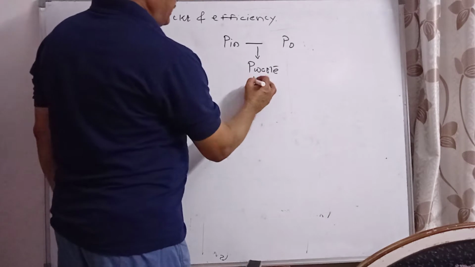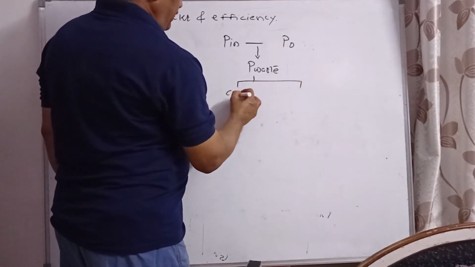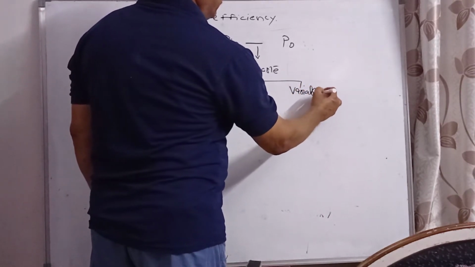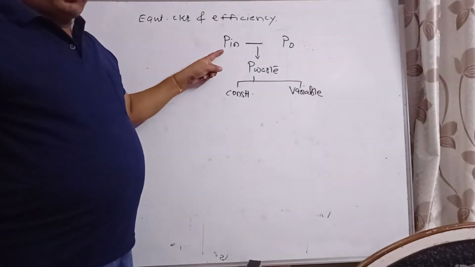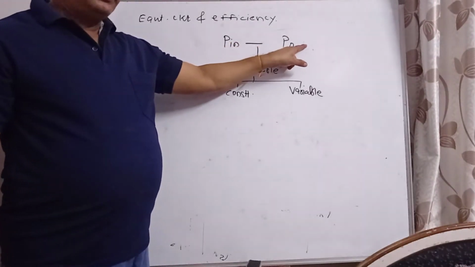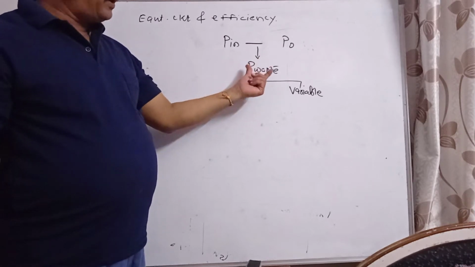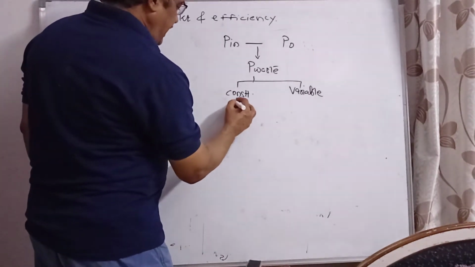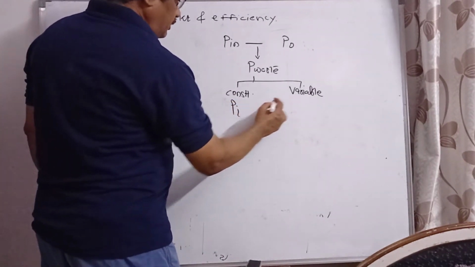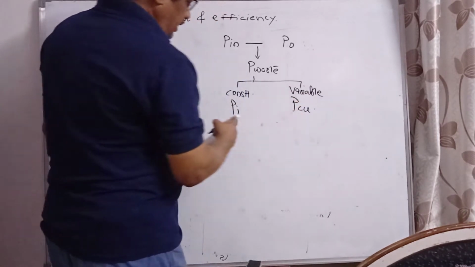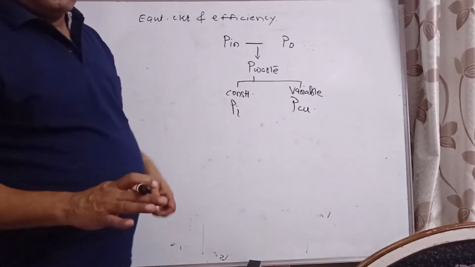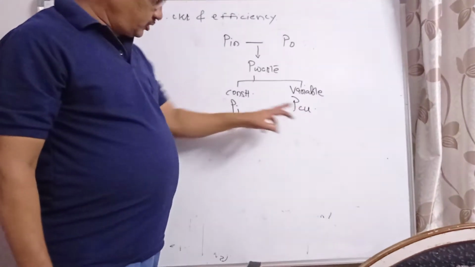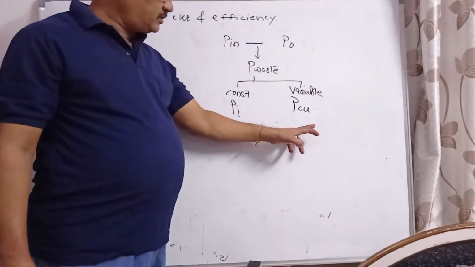Now what is wastage? There are two wastages: constant power loss and variable power loss. Constant loss is known as iron loss, and variable loss is known as copper loss. The word loss is used for power loss.